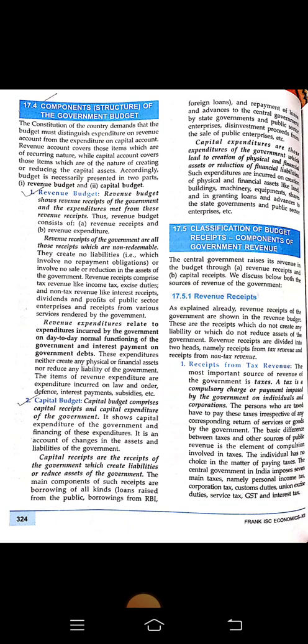all kinds of loans, and repayment of loans and advances made by the central government to state governments and public sector enterprises, and so on. Capital expenditures are those expenditures of the government which lead to the creation of physical and financial assets or reduction of financial liabilities. Such expenditures are incurred on the creation of physical and financial assets like land, buildings, machines, equipment, and so on.